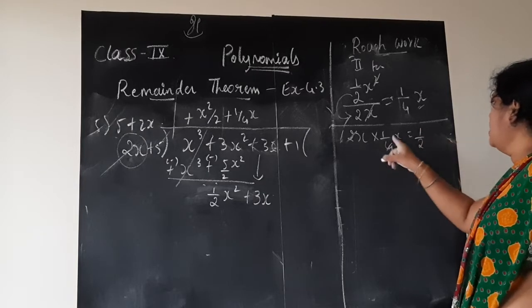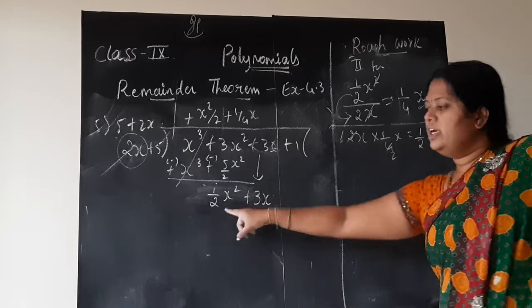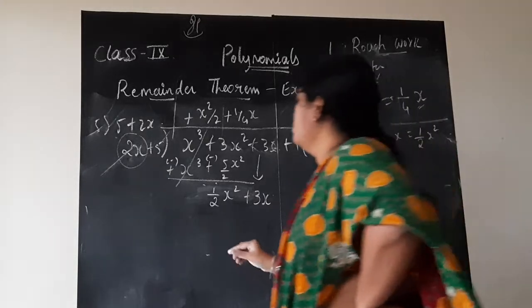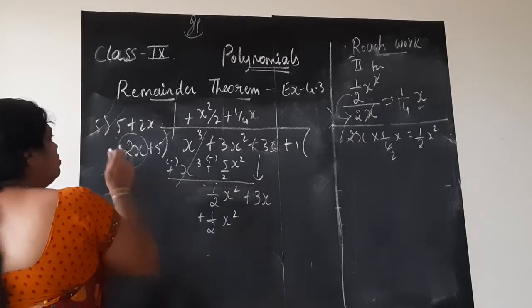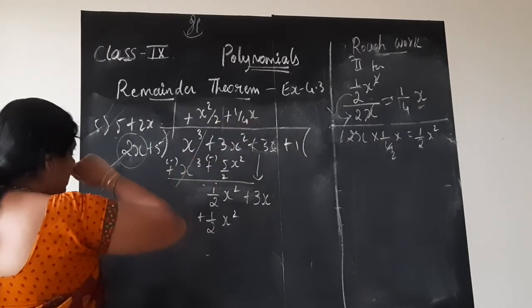So half came. x into x is half x square. Didn't I get half x square? Yes, I got it. So plus half x square came. How did we get half x square? 2x into 1 by 4x is half x square.